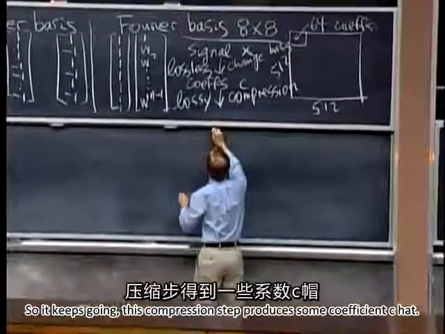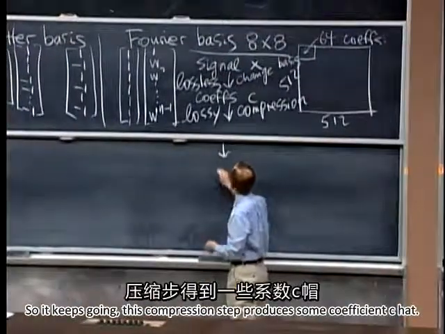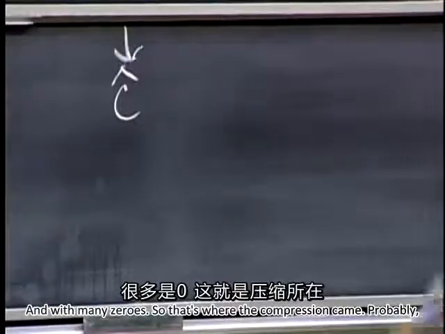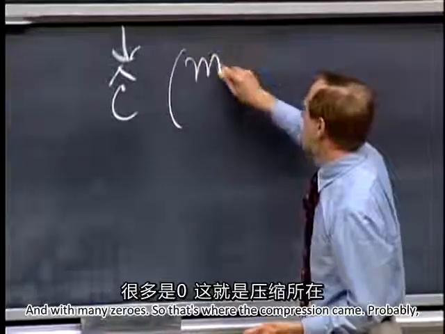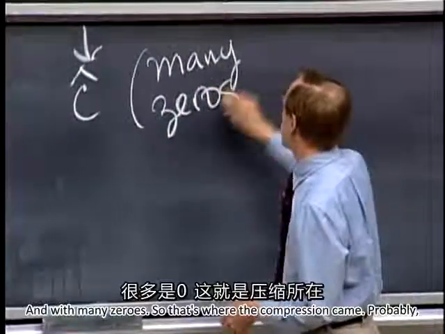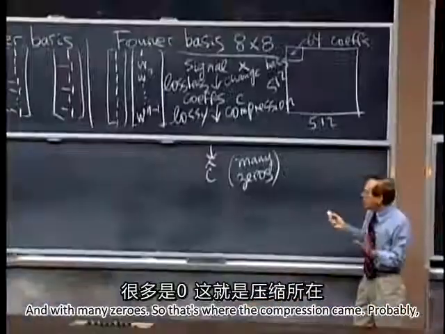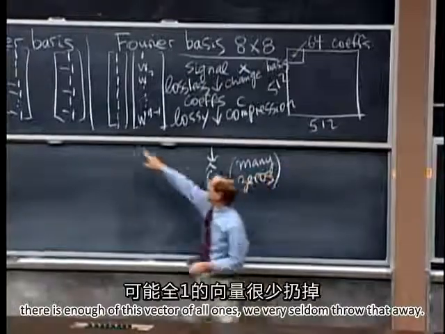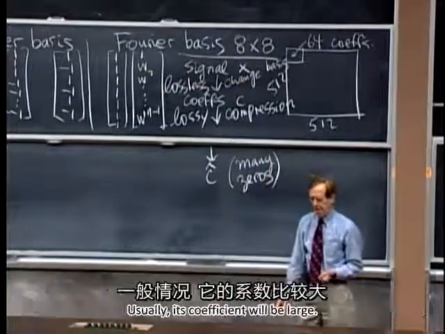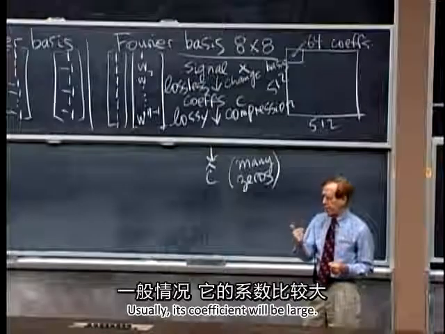This compression step produces some coefficients C hat, with many zeros. So that's where the compression came. Probably there's enough of this vector of all ones. We very seldom throw that away. Usually its coefficient will be large.